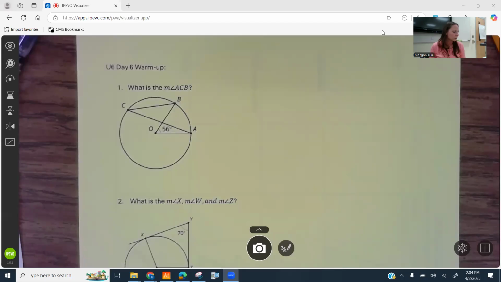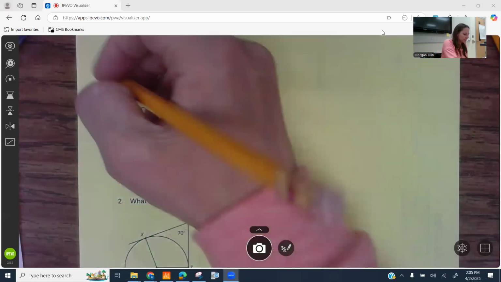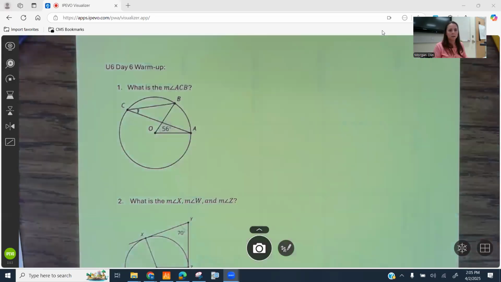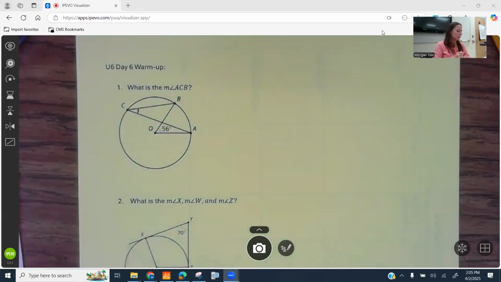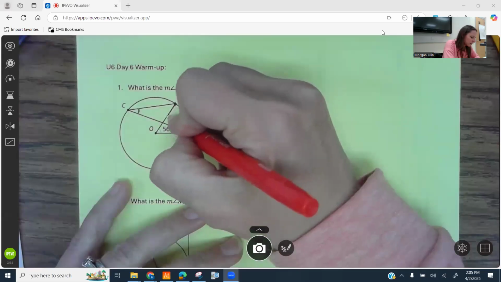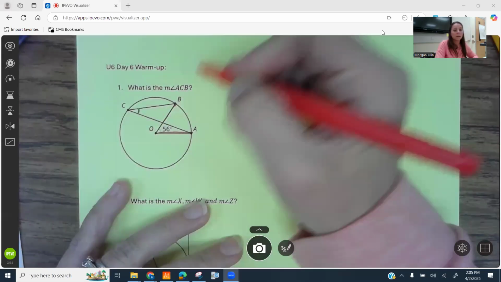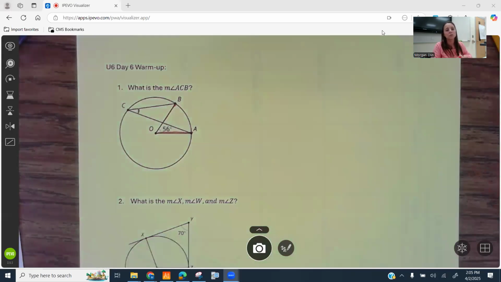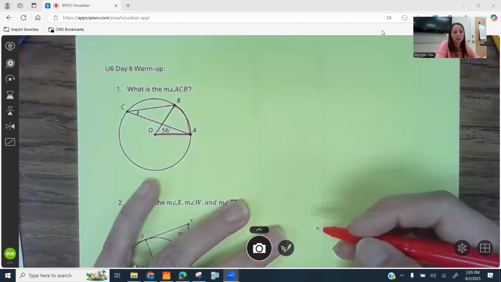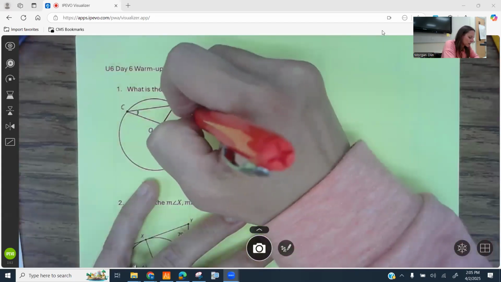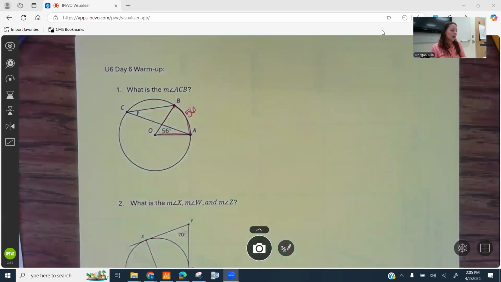All right, what is the measure of angle ACB? Okay, ACB, we want to know what this angle is right here. It's not necessarily congruent to this one. Now, BOA is what type of angle? It's a central angle. We'll remember this. Central angles equal the arc it intercepts. So we're intercepting arc AB. So therefore, this arc is going to be 56.